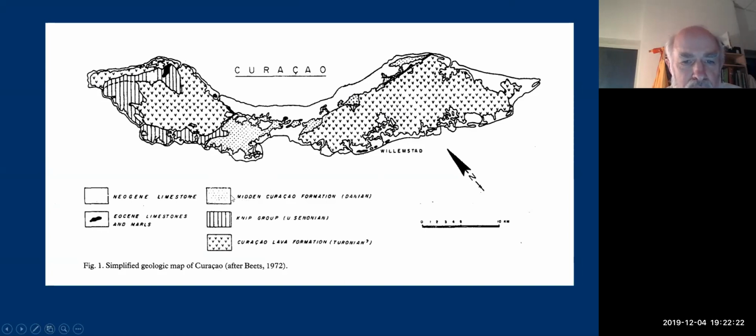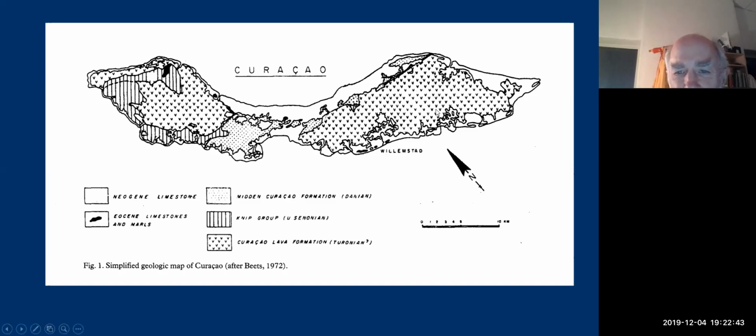Then there's what they call the Midden Curacao Formation in between them, and something else called the Knip Group. Not so much, but there's a bit of it around here. So I guess, with a little bit of time, you could probably figure out where you are on this.